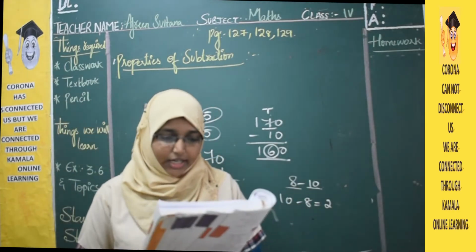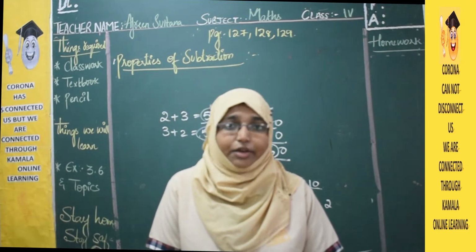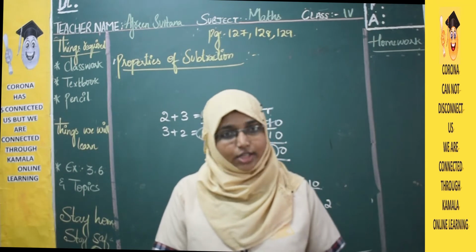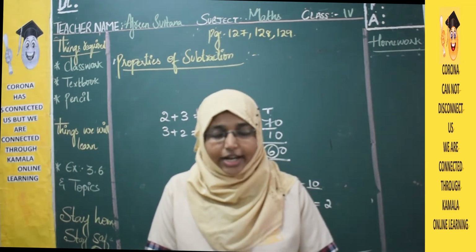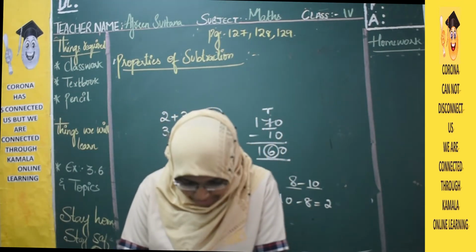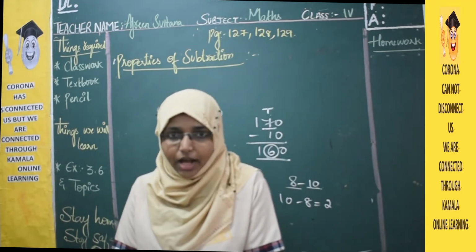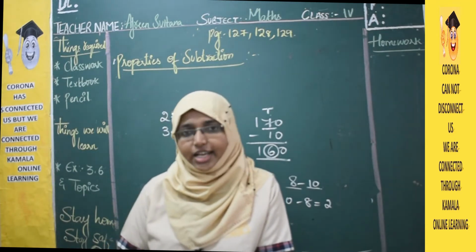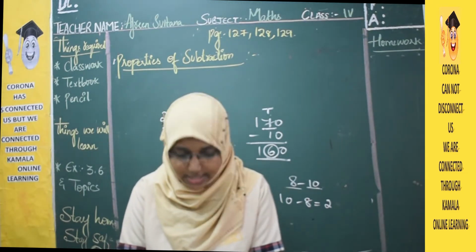Next, subtracting a number from itself. 0 minus 0 is 0, like 1 minus 1 is 0. Subtracting the same number from a number gives 0, like 10 minus 10 is 0. Now, subtracting 0 from any number, we already know that we get the same number. Like 8 minus 0 is 8, or 96 minus 0 is 96.